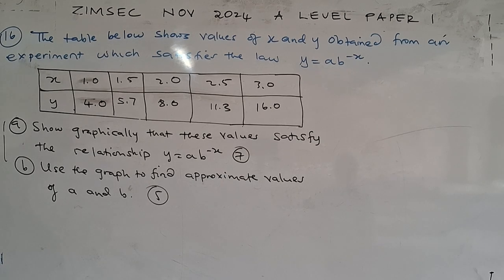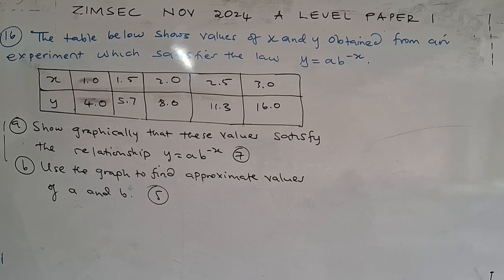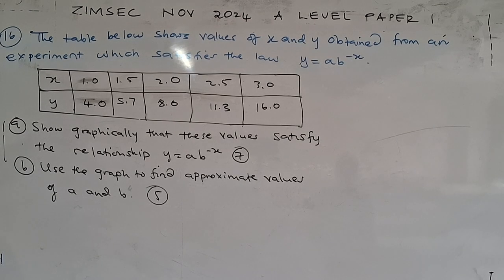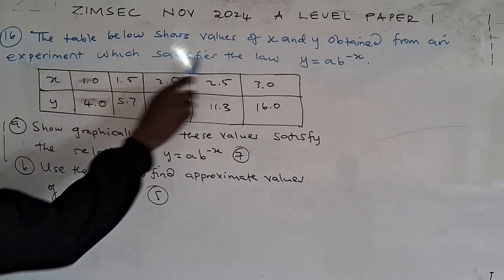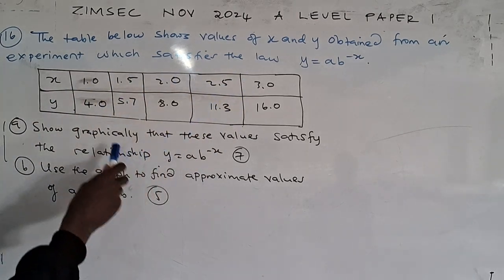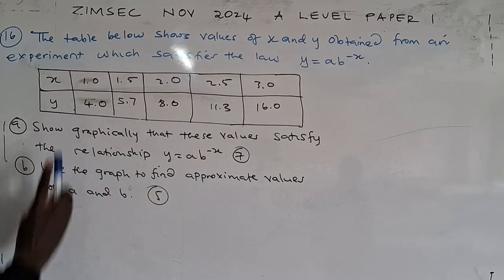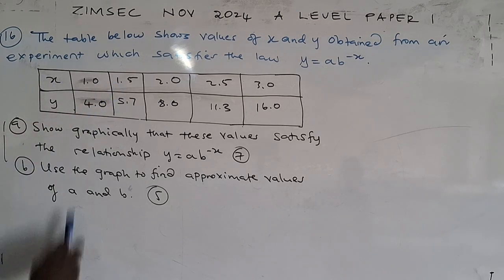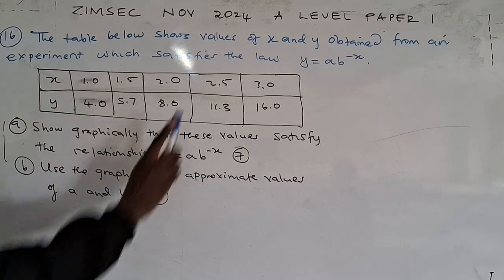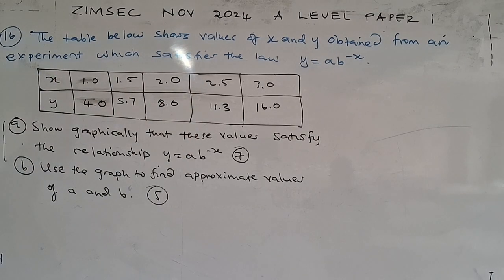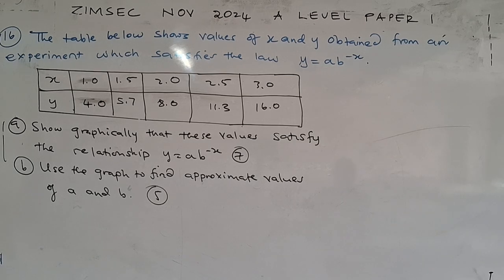I don't have a graph paper with me, so I'm not going to draw this, but I'm going to tell you how to do this. These values were obtained from an experiment. If x is 1.0, y is 4.0. When x was 1.5, y was 5.7. When x was 2.0, y was 8.0. When x was 2.5, y was 11.3. And when x was 3.0, y was 16.0. So you should show these things graphically.